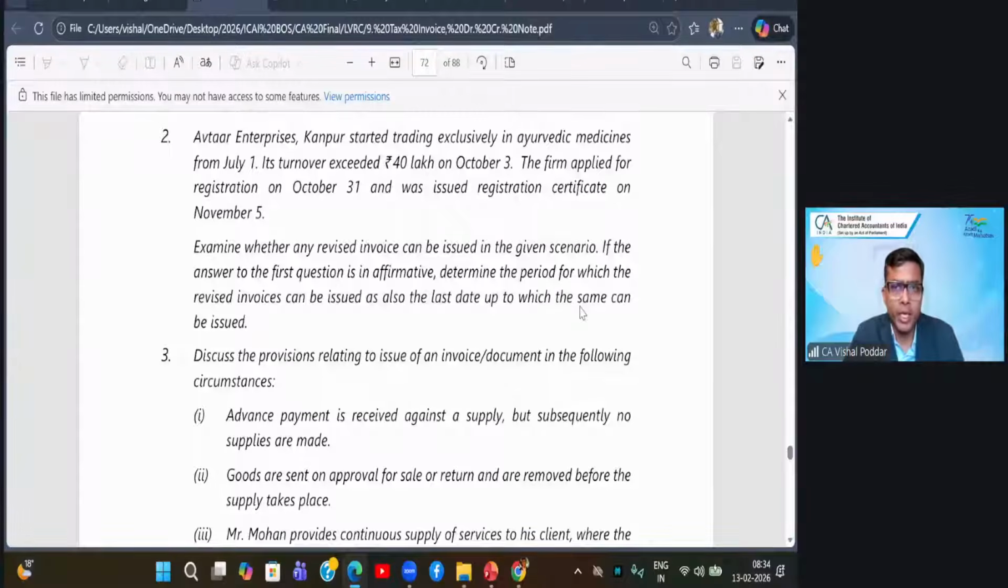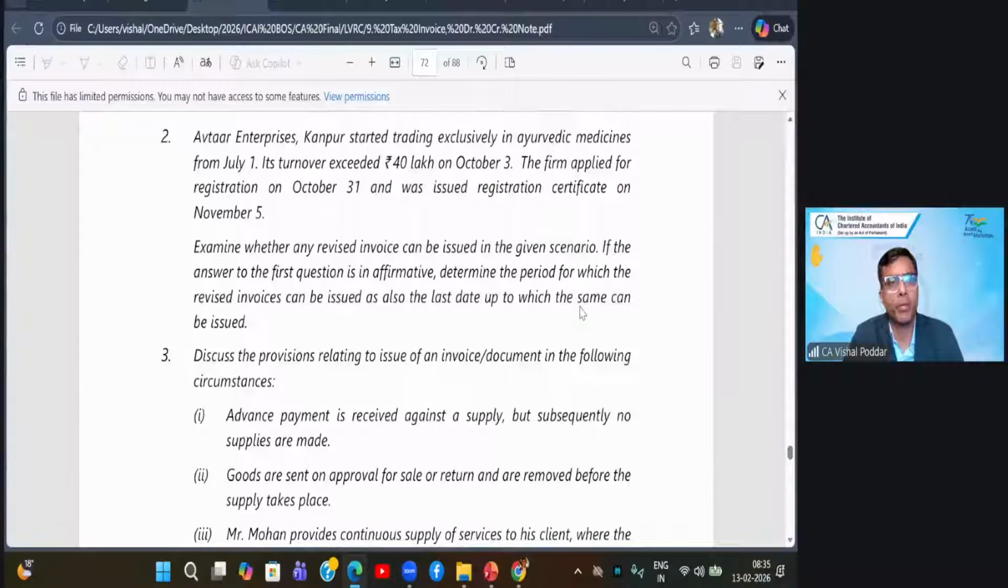So what is the last date up to which you should revise all the previous invoices? You should count 30 days from 5th of November. Somewhere this 30 days will end on December 5th, or December 4th? It will end on 4th December, because 5th will be counted.